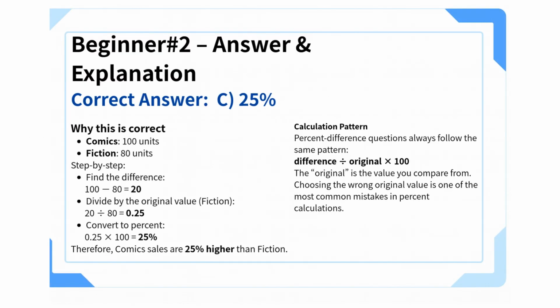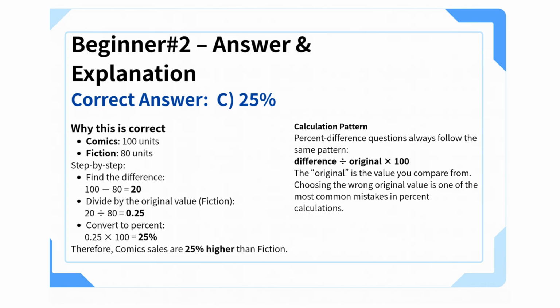The correct answer is 25%. Let's walk through it carefully. Comics has 100 units. Fiction has 80. First, find the difference. 100 minus 80 equals 20. Now ask yourself, 20 relative to what? This is where many people slip.